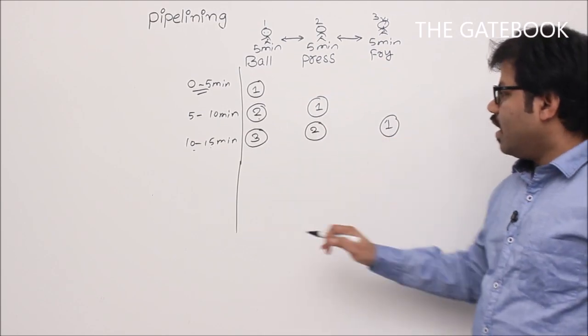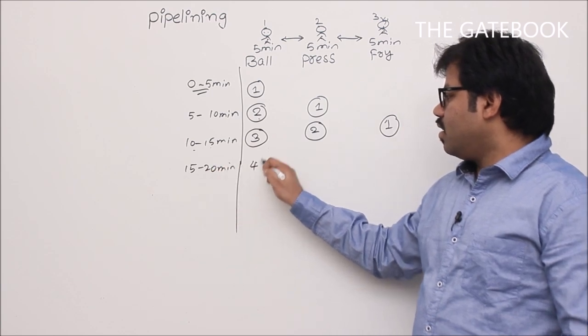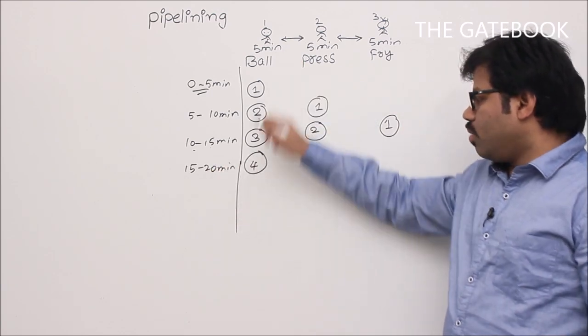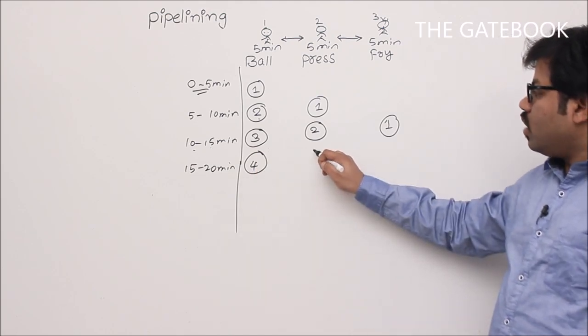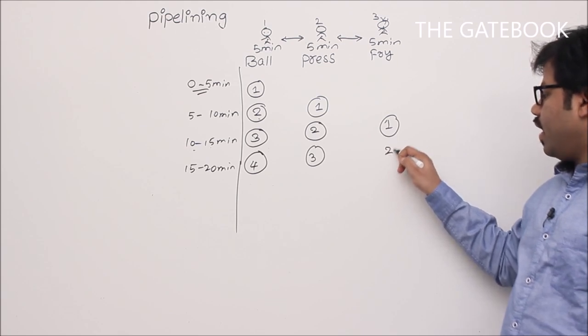Now here, in the next step, if you see 15 to 20 minutes, Raju number 1 will pick the fourth ball, Raju number 2 will press the third ball, and Raju number 3 will fry the second ball.